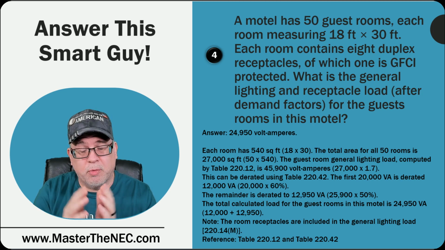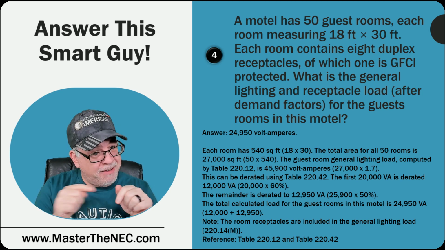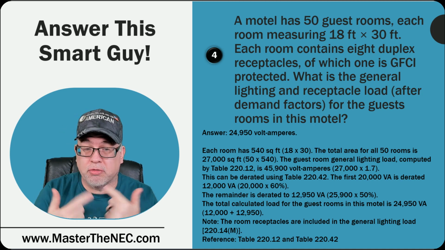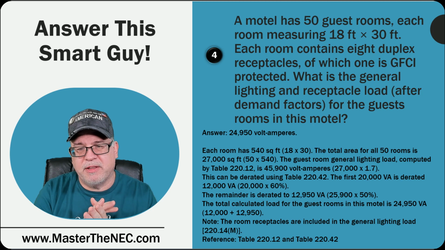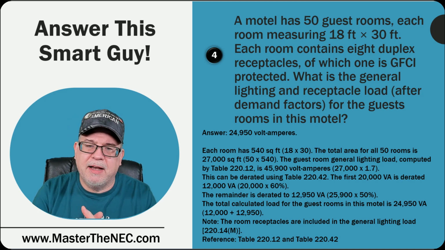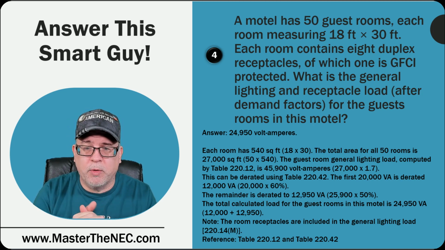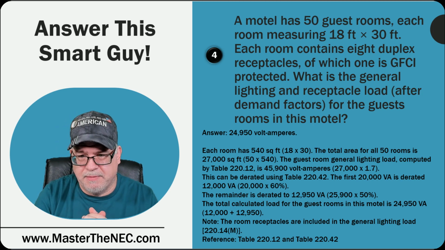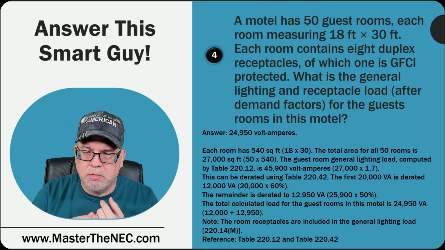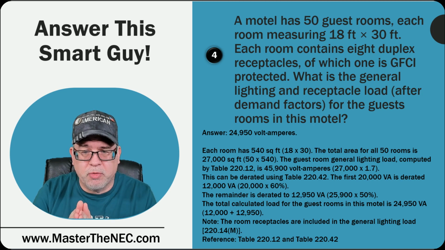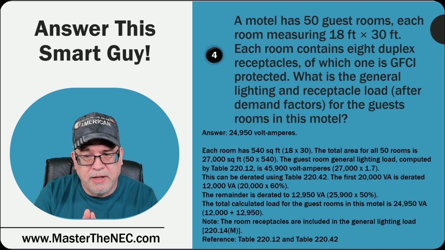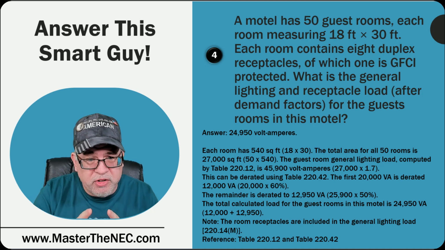In this case, it just wants to know what the general lighting and receptacle loads are after the demand load factors are applied, which should tell you that you've got to do something. So that should be a trigger that you got to do something. And we're talking about these guest rooms. So you have 50 of them, 540 square foot, which is the 18 by 30. So 50 times 540 is 27,000 square feet. Okay, now the guest room load computed by table 220.12 is 45,900 VA. We're going to go look at the code so you can see what we're talking about.